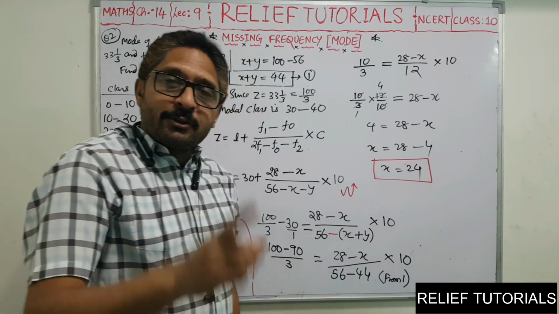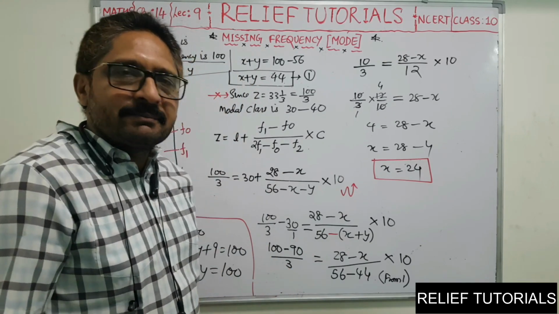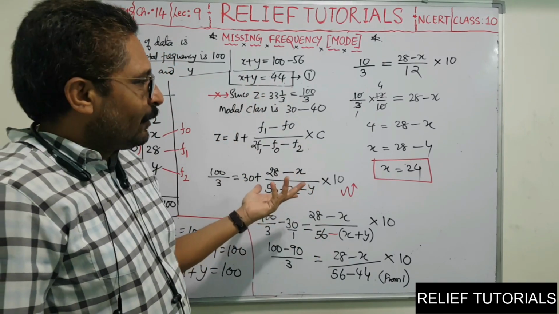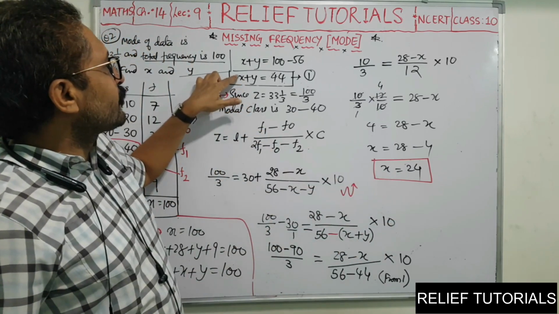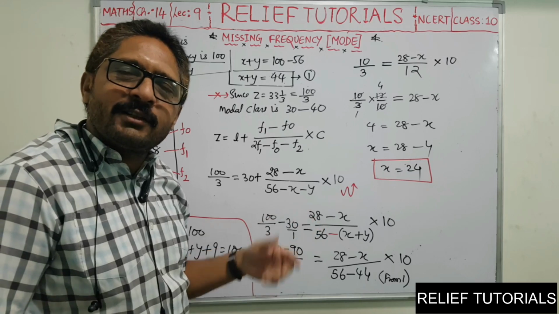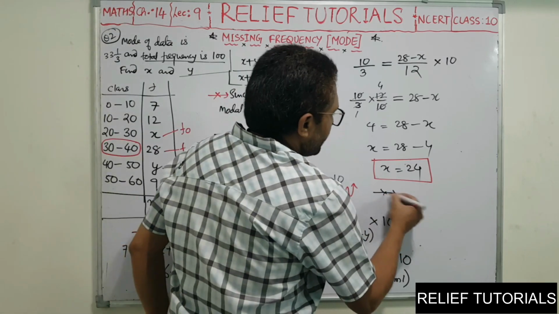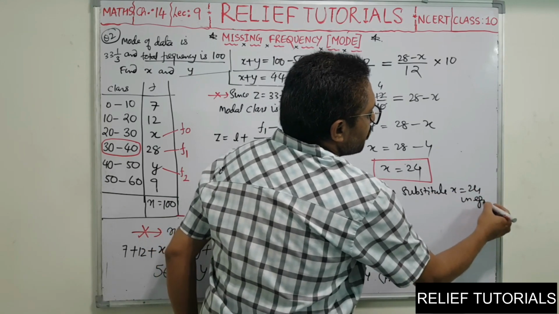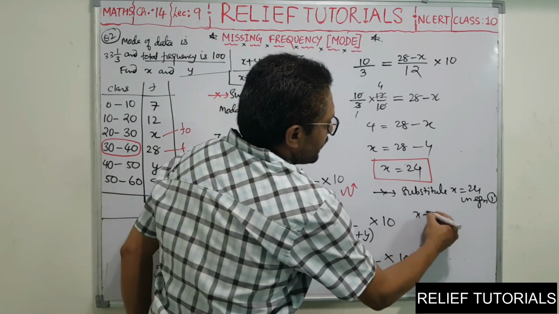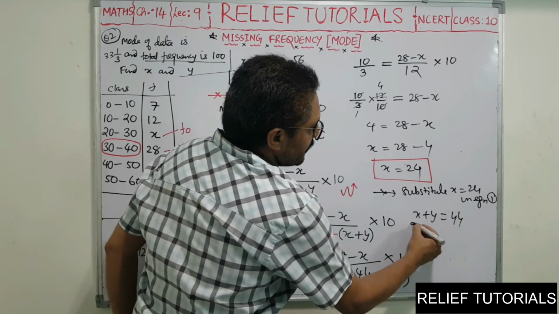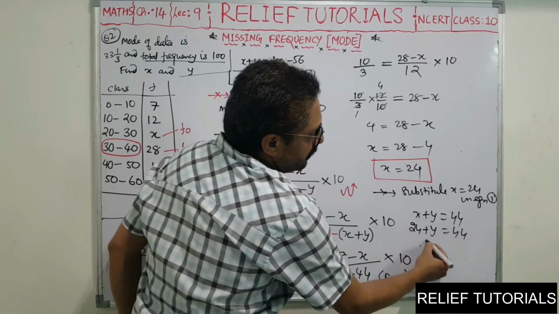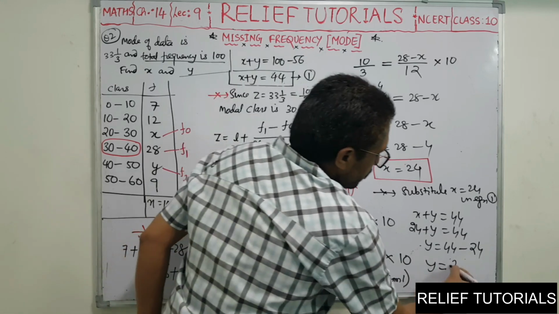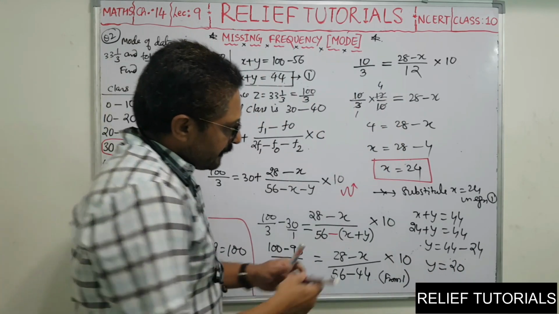Over? No. Again we want to find one more variable, that is y. How will we find that? Actually we have the equation x plus y equal to 44. Orally you can say x is 24, so 24 plus 20 will give you 44. So y is equal to 20. Substitute x equal to 24 in equation 1. What is equation 1? x plus y is equal to 44. So x is 24, plus y is equal to 44. y is equal to 44 minus 24. So y is equal to 20. Clear?